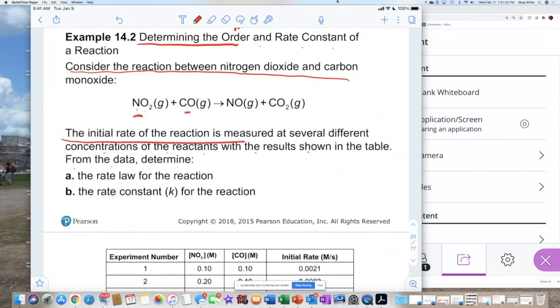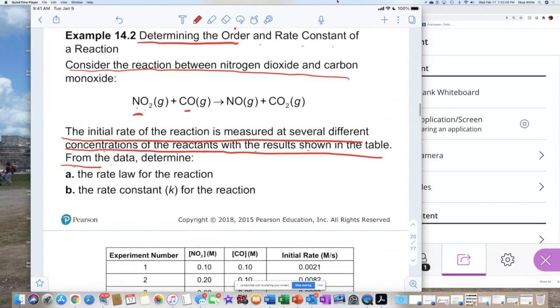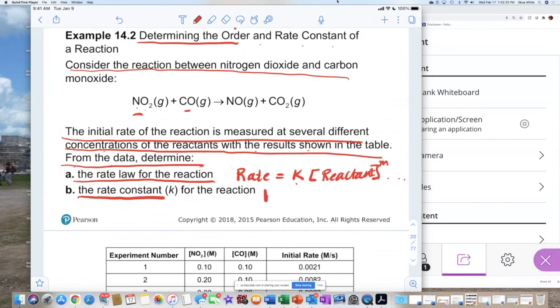So the initial rate of the reaction is measured at several different concentrations of the reactants, with the results shown in the table. From the data, determine the rate law for the reaction. Remember, the rate law has the format rate equals K, open parentheses, reactant, raised to the power M. Repeat this for all the reactants you have. And then after we do all that, they say to solve for the rate constant. What is K equal to? Okay, I can do that.